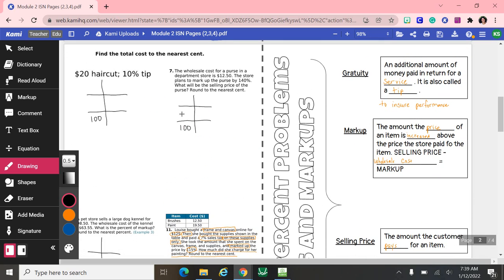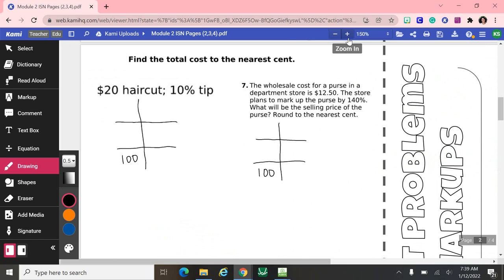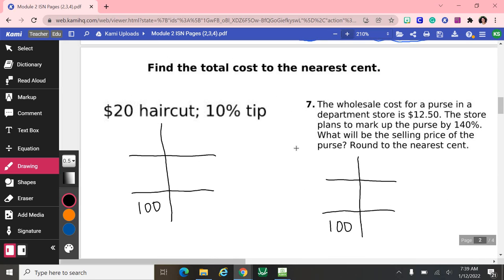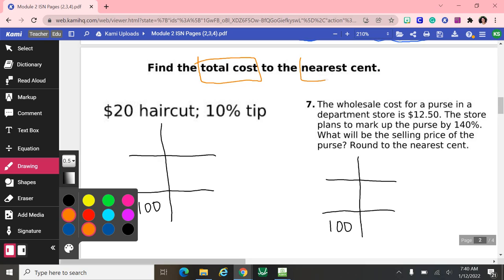If we know what that markup price is, then we would be going in the opposite direction. I've given us 4 examples to look at here. I'm going to zoom in. And just like yesterday, what we are finding is the total cost to the nearest cent. And I decided to box in the nearest cent just to give us a reminder that since we're dealing with money, we need 2 decimal digits.